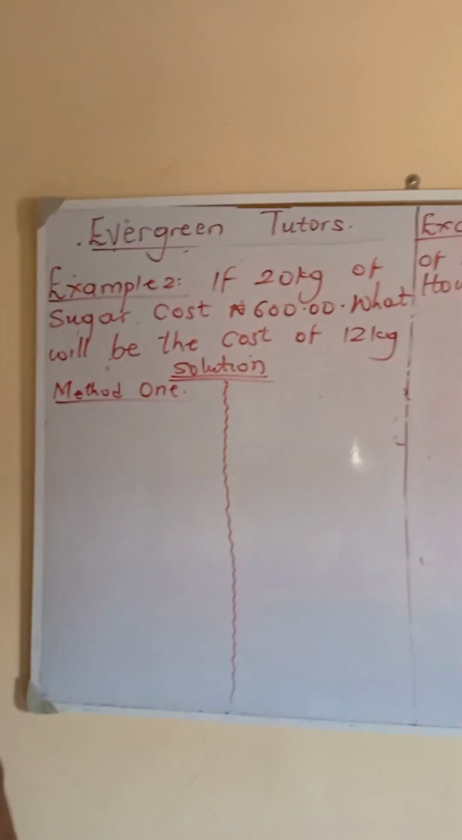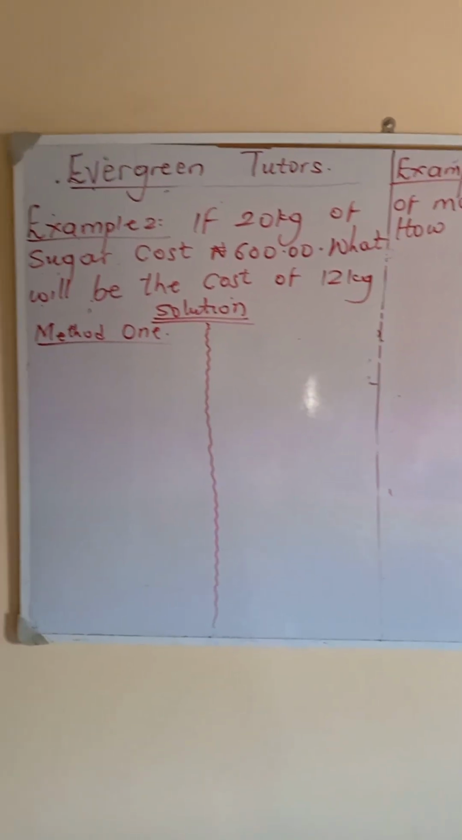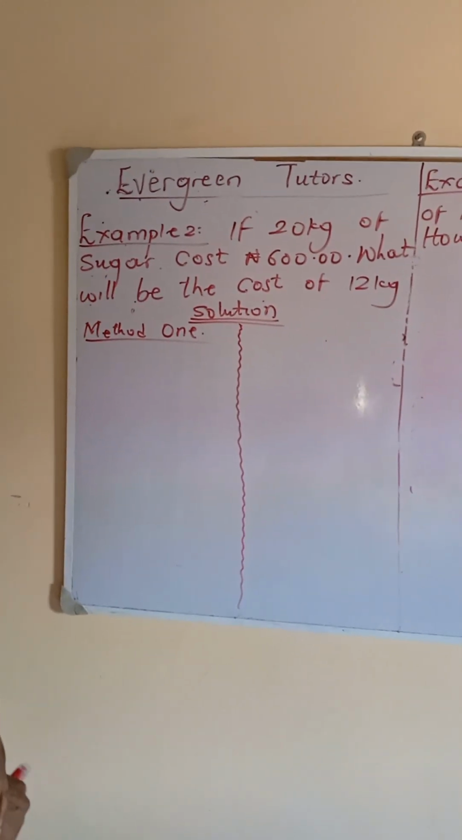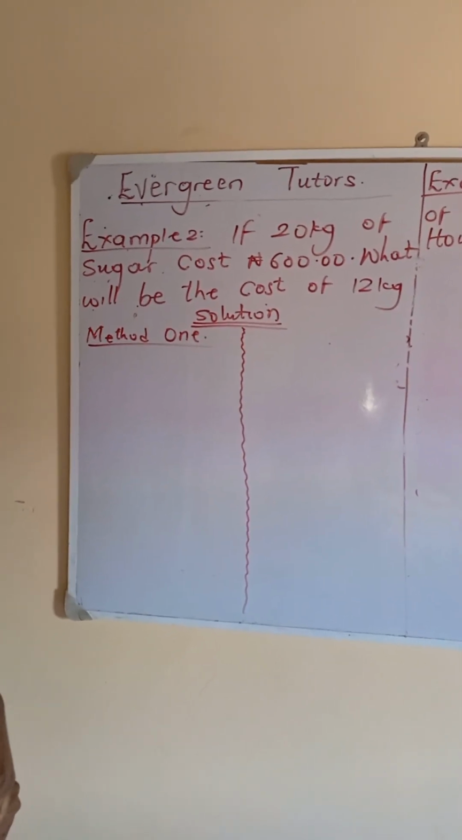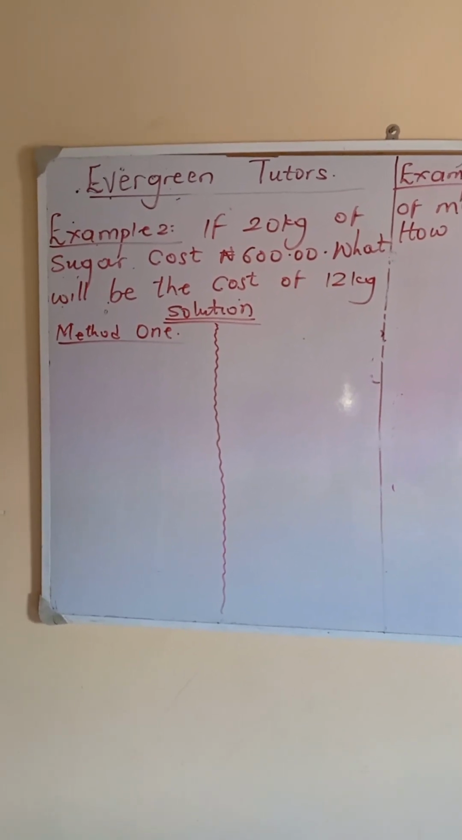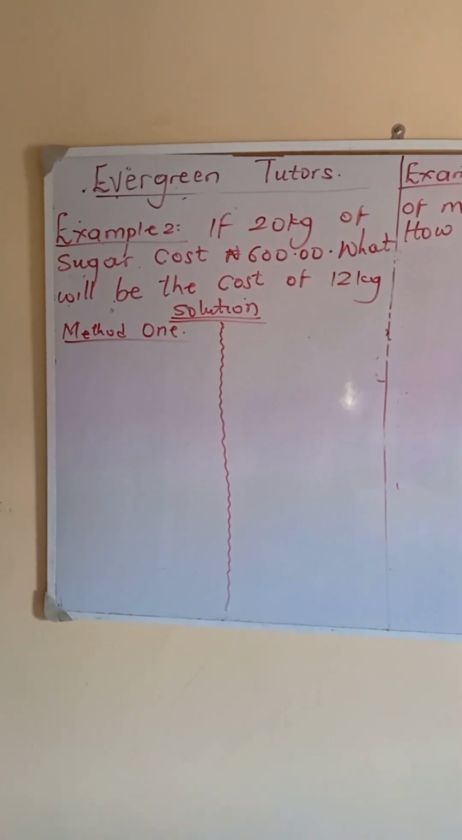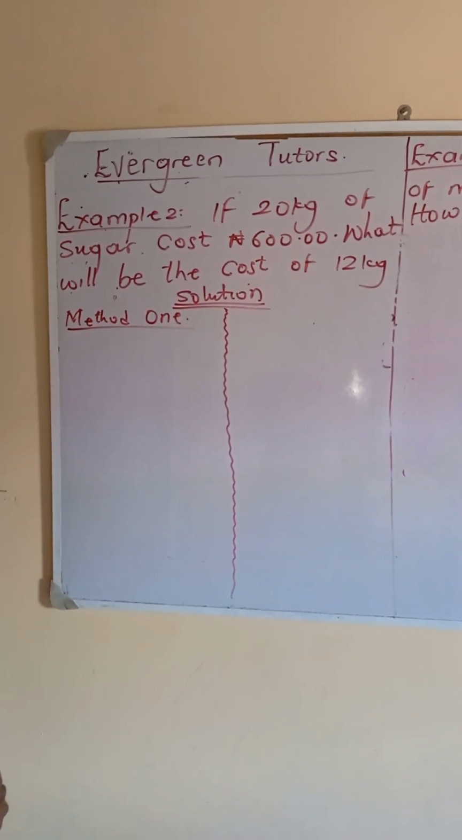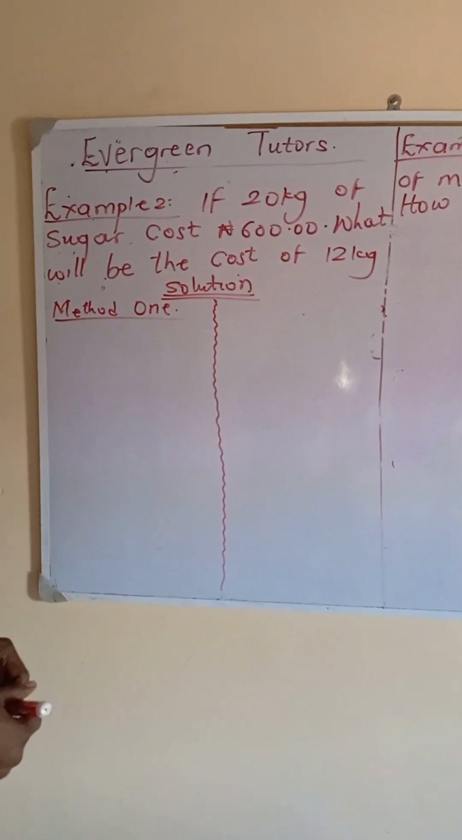All right, example 2 on direct proportion. If 20 kg of sugar costs 600 naira, what will be the cost of 12 kg?